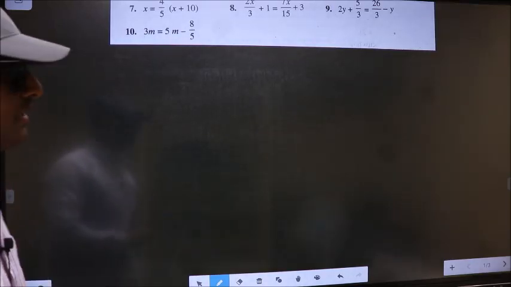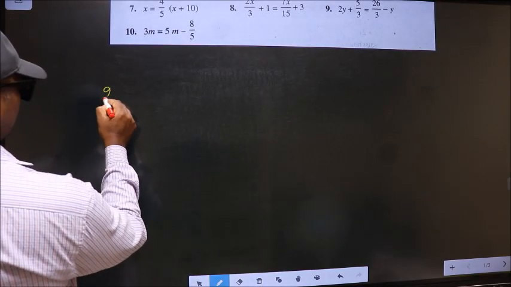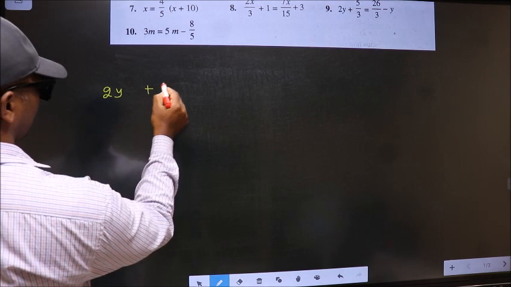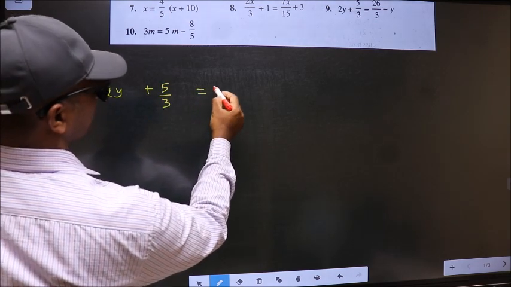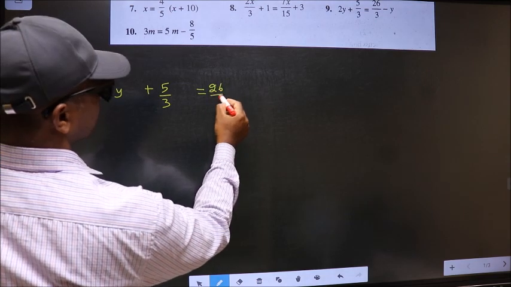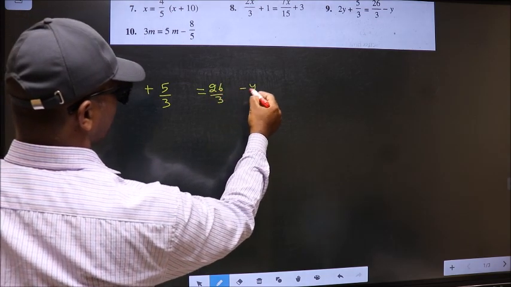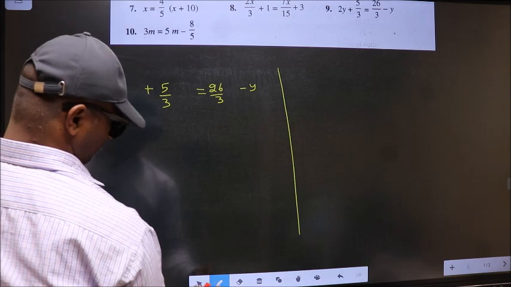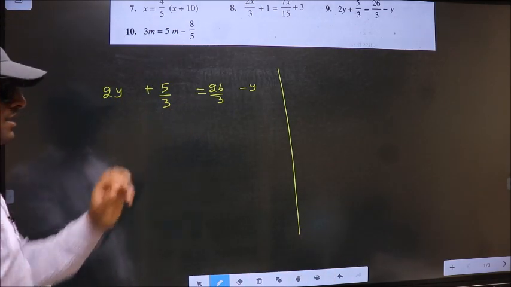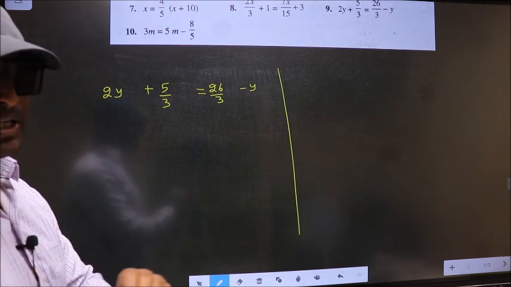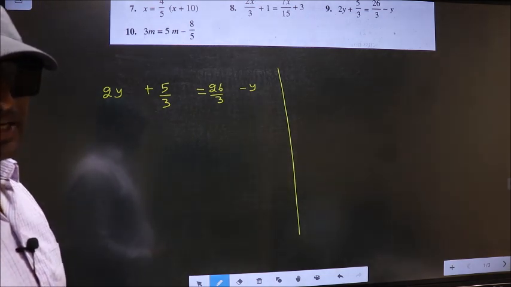Question 9. 2y plus 5 by 3 equal to 26 by 3 minus y. Now, to solve this equation, first we should get rid of the denominators.